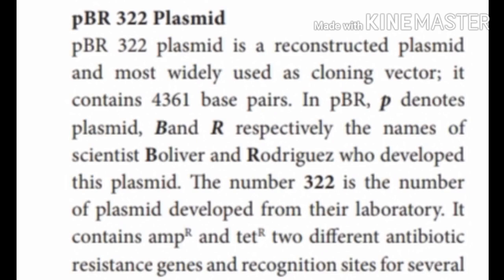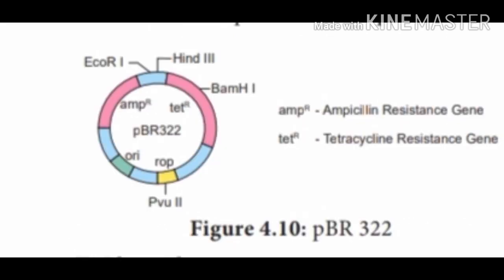It consists of 4361 base pairs. P denotes plasmid, B and R are the names of the scientists Bolivar and Rodriguez, and the number 322 is the number of the plasmid developed in their laboratory. So this is sufficient, and you can go with the diagram. This diagram you can find in figure 4.10, where the parts of pBR322 and E. coli are given in all details. You just go through the diagram. The diagram is sufficient for the answer.